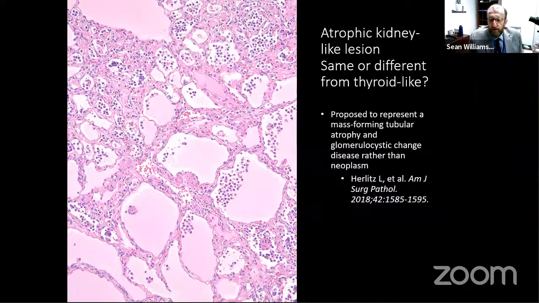Recently, a major study was published on the entity that's been described as atrophic kidney-like lesion. And for several years, I think many people were uncertain, myself included, as to whether this was the same as thyroid follicular-like renal cell carcinoma or different. But I think now the authors of this recent study, Leil Hurlitz, actually, who works here with me at the Cleveland Clinic, and colleagues, published an interesting study proposing that this actually may be more of a mass-forming tubular atrophy and glomerulocystic change rather than an actual neoplasm.